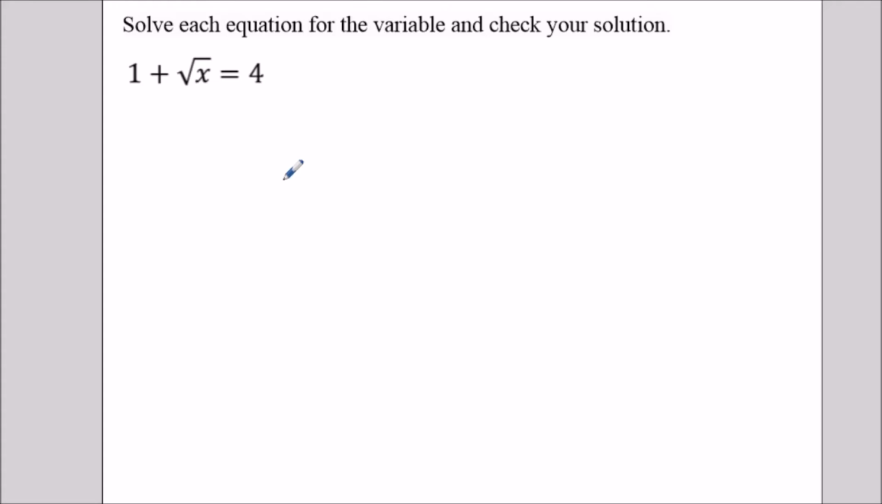Hi, my name is Vincent, and today I want to show you all how to solve and check radical equations. We've got 4 examples here, and for the first one, it's going to be the simplest of the bunch.